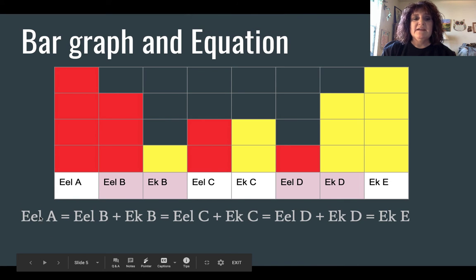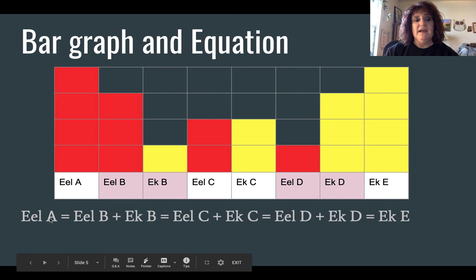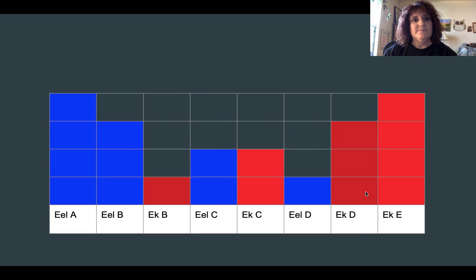Then we want that energy equation. The energy equation is literally the bottom of the bar graph with equal signs between the locations and plus signs at the same location. So it reads EEL at A equals the EEL at B plus the EK at B equals the EEL at C plus the EK at C equals the EEL at D plus the EK at D equals the EK at E. I know it's a mouthful.